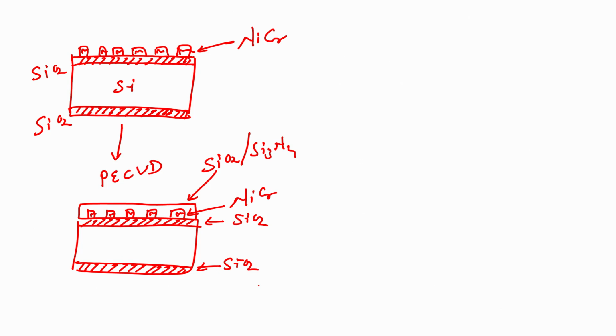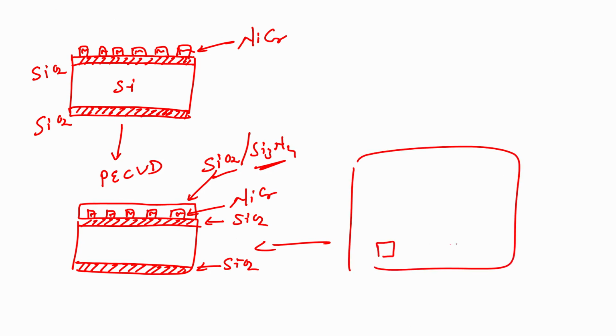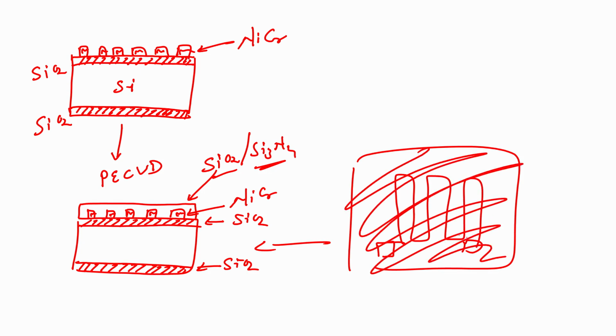Now, can I directly deposit my semiconducting material on this insulating material, SiO2 or Si3N4? No. Why? Because I am not able to access the contact area of the heater. If I draw the top view of this slide, I have a heater and everywhere there is oxide. So, I cannot hit the heater.